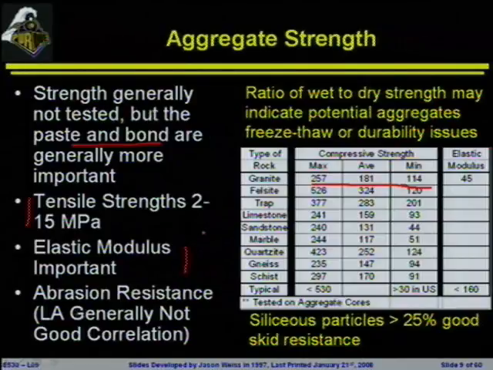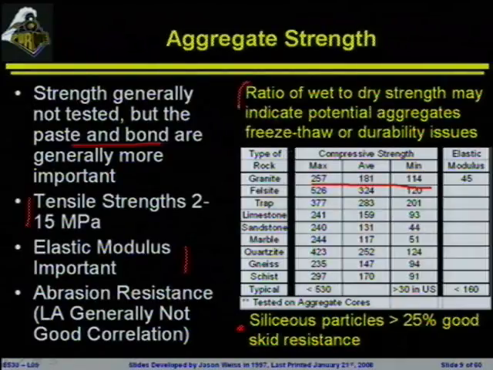Now, there are a few simple rules of thumb. Generally, if you've got quite a bit of siliceous particles inside of the system, it will be fairly good for skid resistance, and won't have a polishing problem. So generally, if about 25% of the system is siliceous, you won't have that problem.